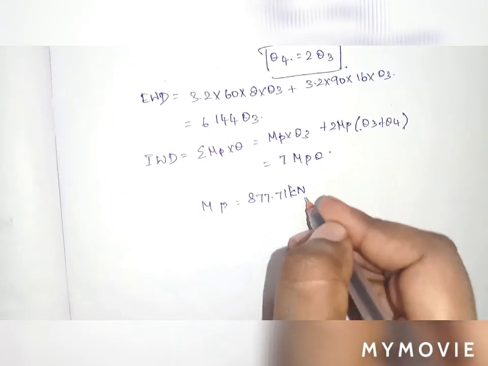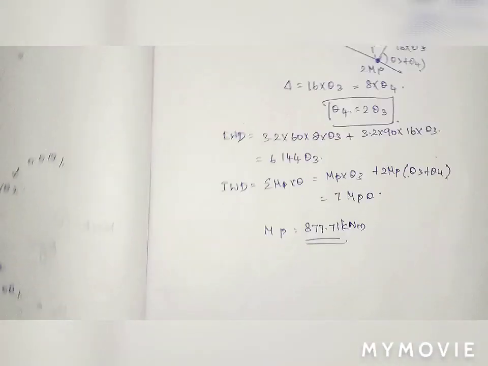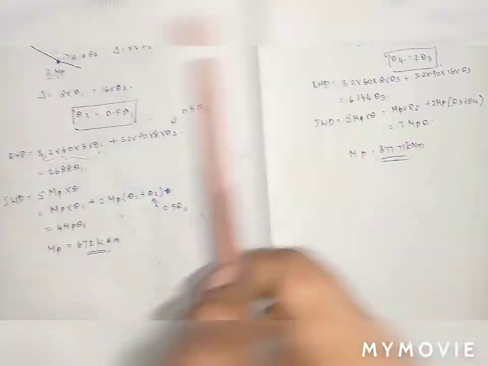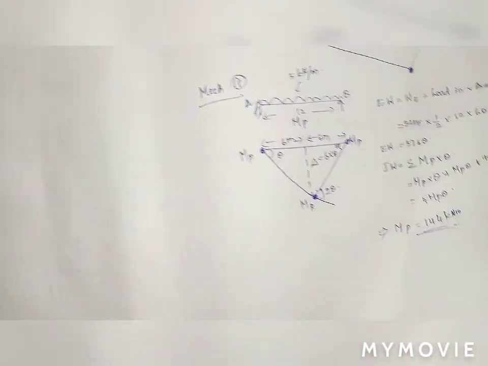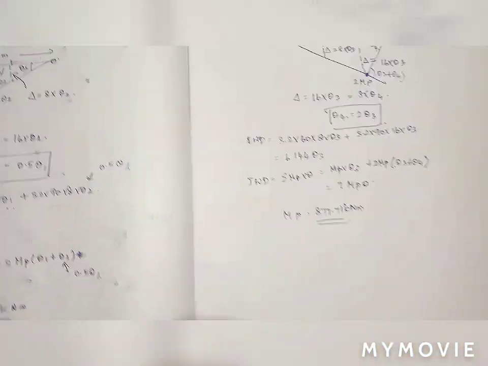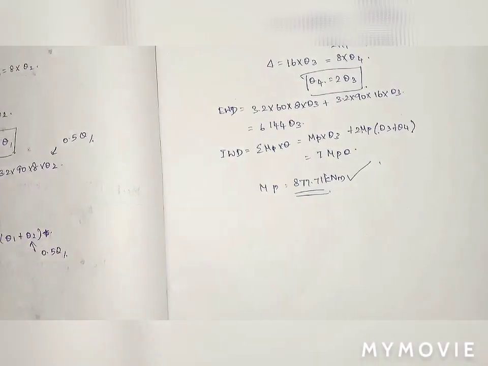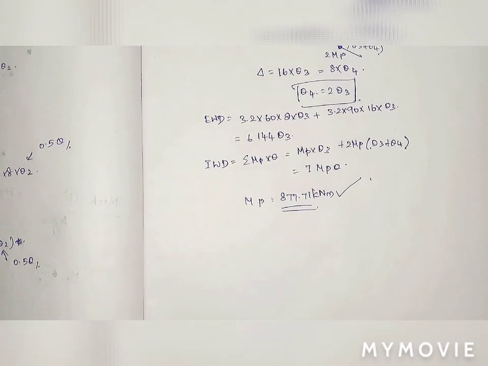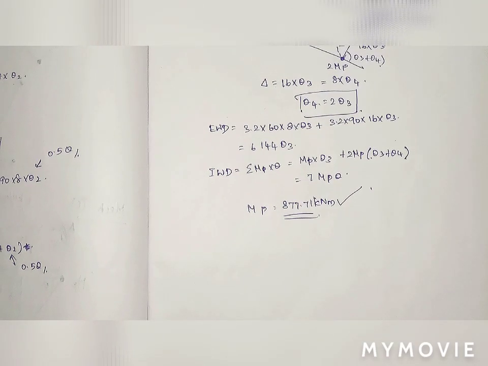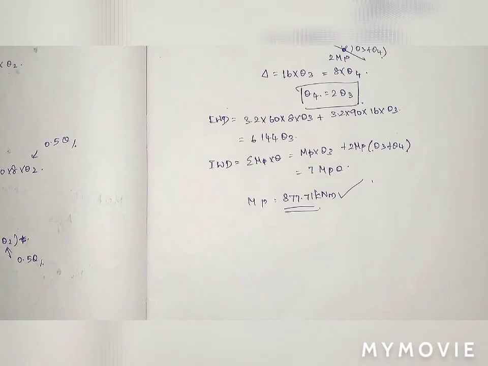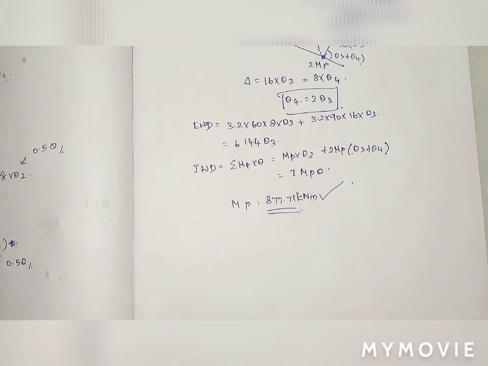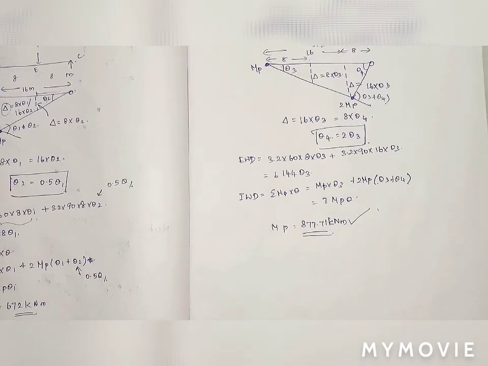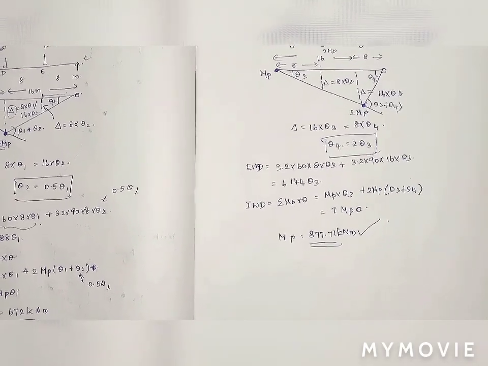877.71 kilonewton meter. So now identify which is the maximum plastic moment. 877 for the third mechanism, 672 for the previous mechanism, 144 for the one before. So the maximum value is 877. Hence the required plastic moment value is 877.71 kilonewton meter. When the question asks you to calculate the collapse load, we have to choose the minimum value. So that's all about the problem. We can move on to the next problem.